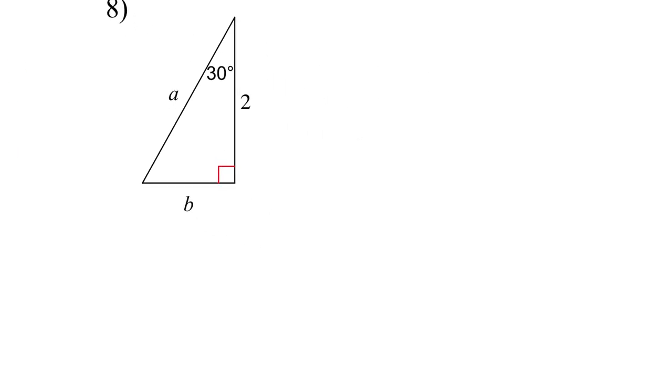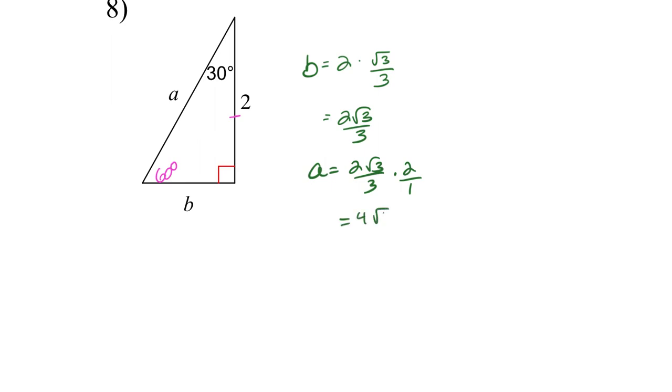And number 8, again, I know that this one is 60, so that means that I got my longest leg. So to find my shortest leg first, I'm going to multiply that times the square root of 3 over 3. That's 2 square root of 3 over 3. And then to find A, I'm multiplying 2 square root of 3 over 3 times 2. And in this case, remember that we have a 1 here, so I have 2. So it's 4 square root of 3 divided by 3. Those are my two answers.